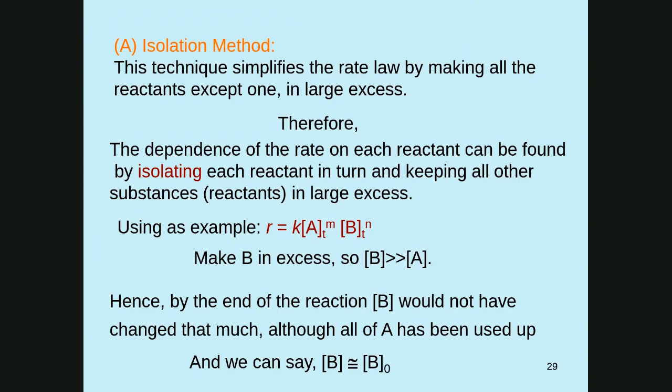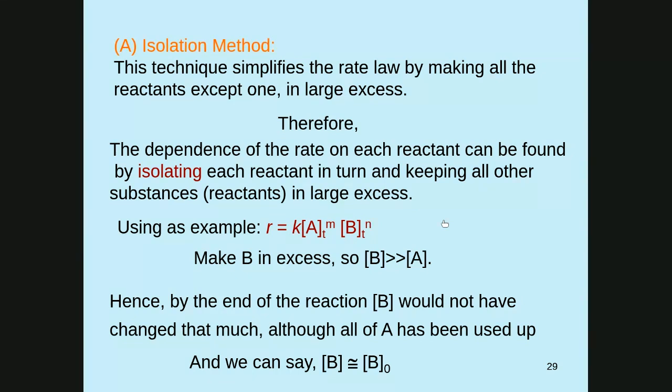There are two general methods that are being employed here to go about this analysis in a systematic manner. The first one is known as the isolation method. Suppose we have this binary reaction between A and B. But the trick then is to have one of the reactants, say B, present at a very high concentration, in a large excess with respect to the other reactant A.